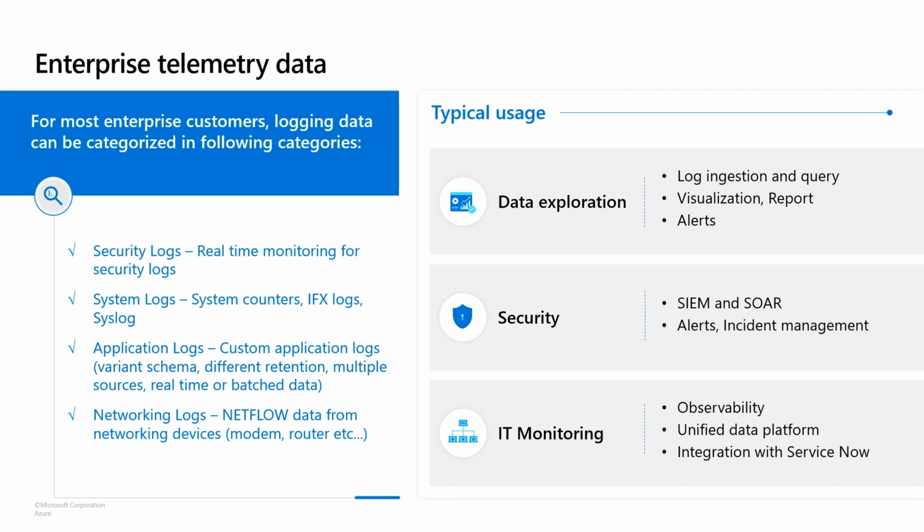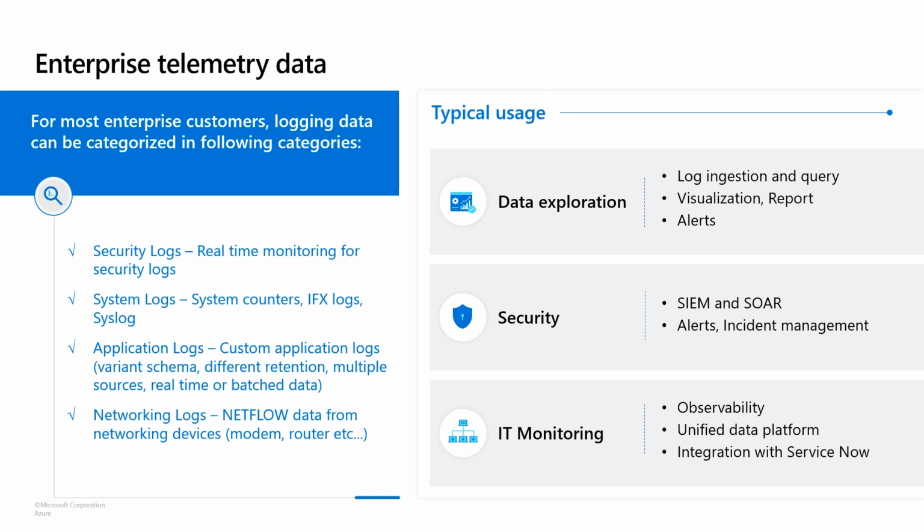Then you have your application logs, which can come from custom applications that can have variant schema and different retention for each one of them, with multiple sources. It could be both real-time or batch data. And then you have another variety of data around networking, where you have NetFlow data coming in from your network devices, both modems, routers, switches and whatnot, in order to be able to look at your network analysis.